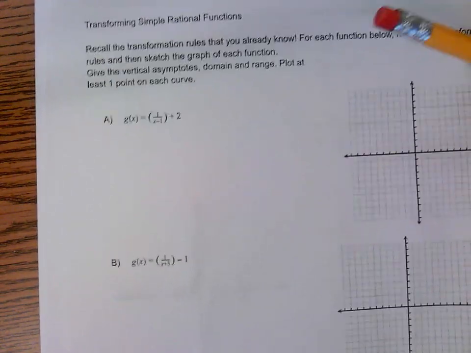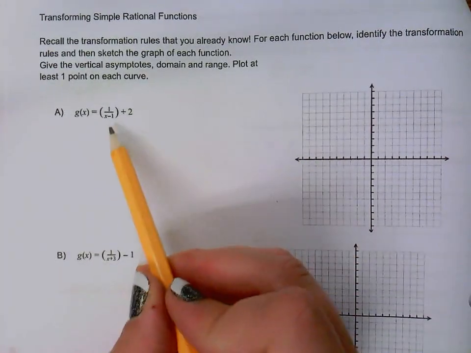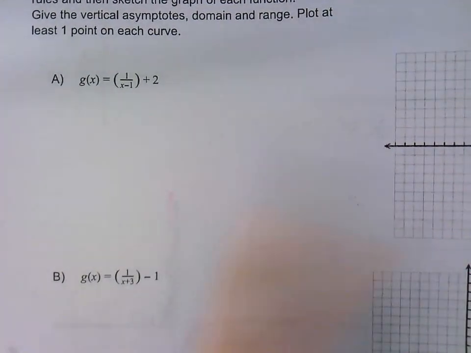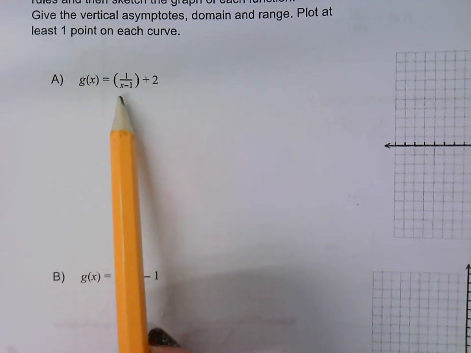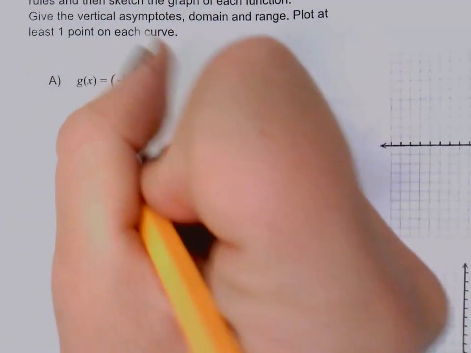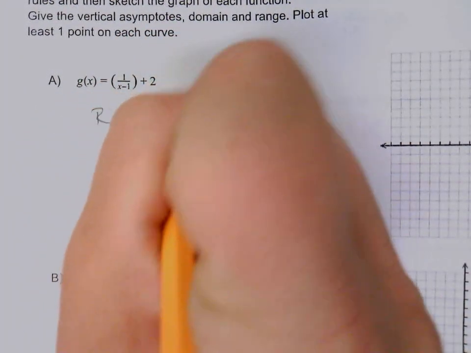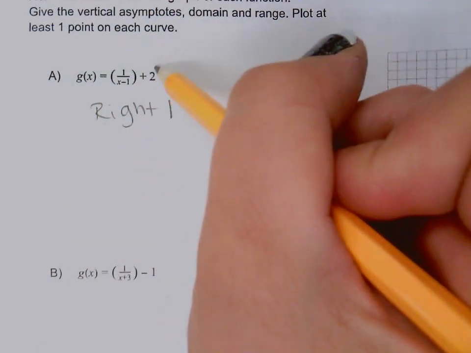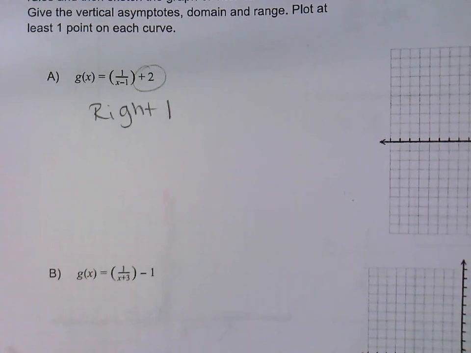So let's do the first one together and then maybe you try the other ones. What direction is this going to go? If I've got x minus 1, where am I going? Is that left, right, or up, down, do you think? X minus 1. Right 1. So we're still practicing transformation rules from Unit 1. What is this plus 2 going to do to the graph?